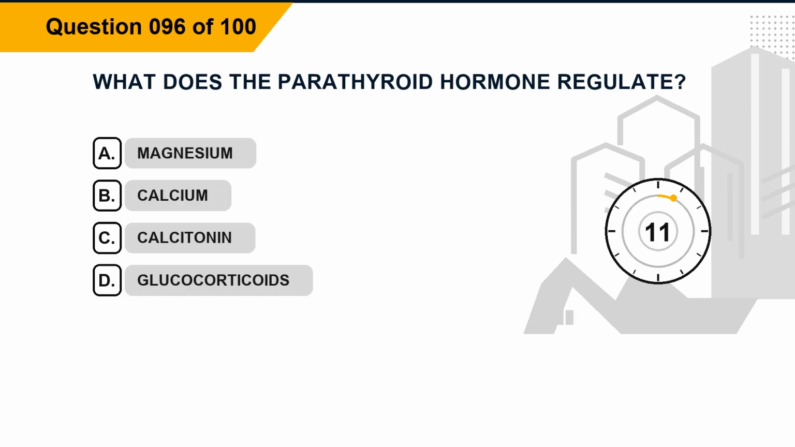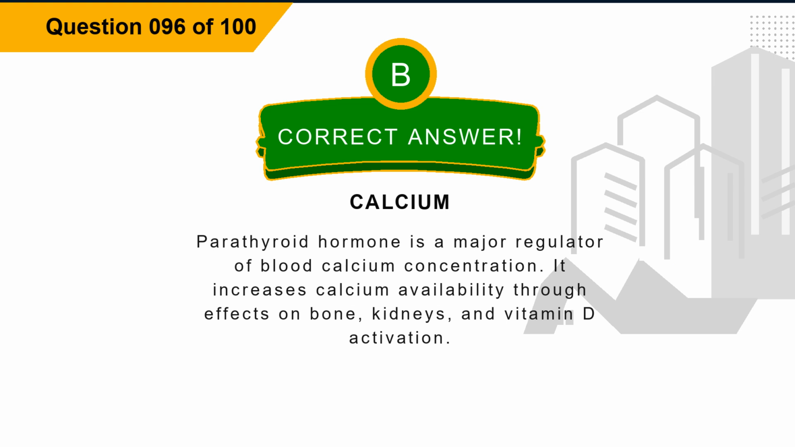Question 96. What does the parathyroid hormone regulate? Option A, magnesium. Option B, calcium. Option C, calcitonin. Option D, glucocorticoids. The correct answer is option B, calcium. Explanation: parathyroid hormone is a major regulator of blood calcium concentration. It increases calcium availability through effects on bone, kidneys, and vitamin D activation.